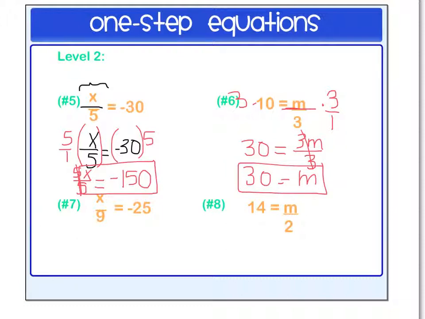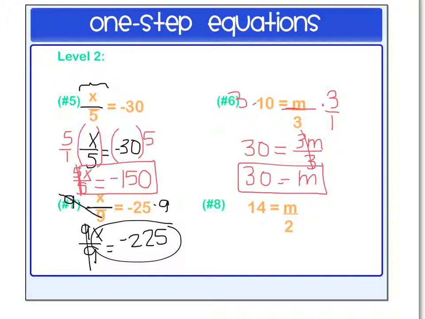With number 7, since x is being divided by 9, we want to multiply by 9 on both sides. Again, this is going to reduce because it's going to end up 9x over 9. The 9's would reduce. Now we have to do 25 times 9. That would be negative 225.